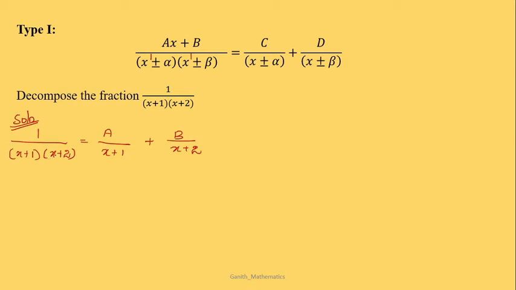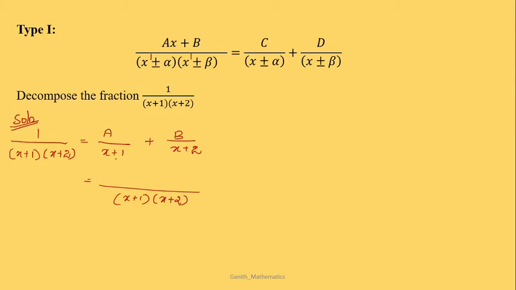On our left hand side and right hand side, the denominator should be the same. So we are going to make the denominator the same. The denominator is x plus 1 into x plus 2. So the numerator has to be multiplied with the term which is not in the denominator.